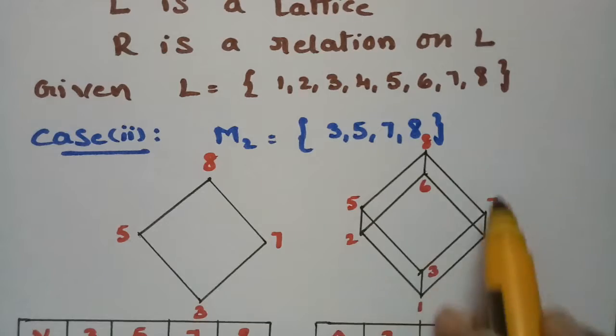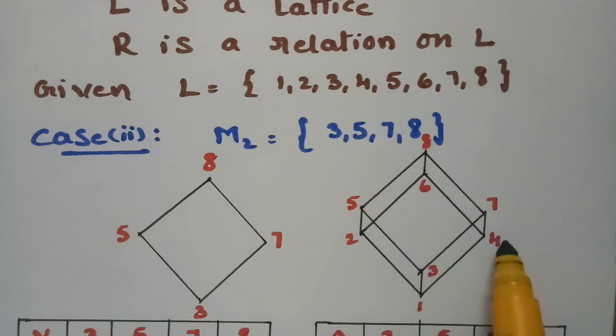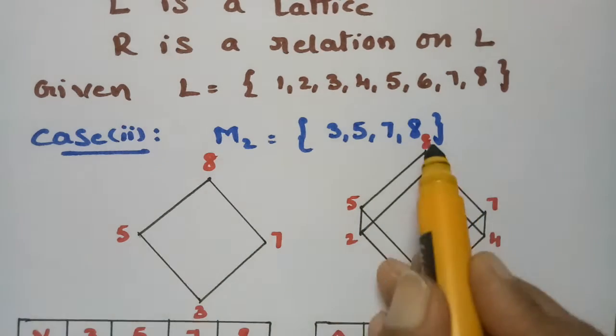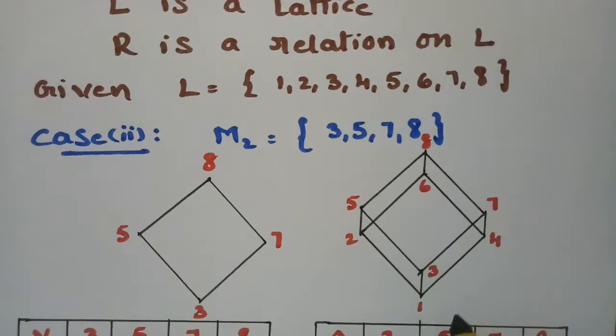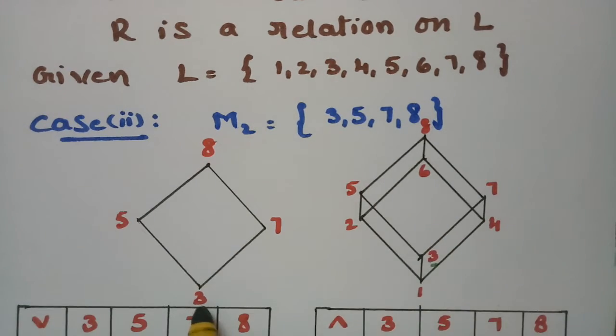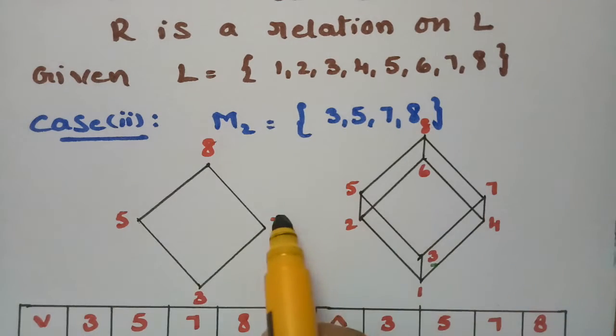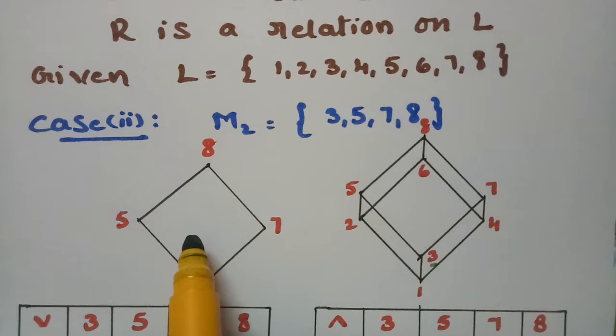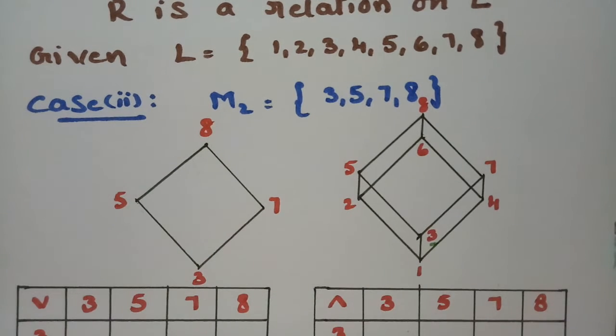This is the main Hasse diagram: 1, 2, 3, 4, 5, 6, 7, 8. We need 3 here, so 3 is here, and next 5 is here, 7 is here and 8 is here. So this is the subset of the main set lattice L. We have to show it is closed under the operations join and meet.